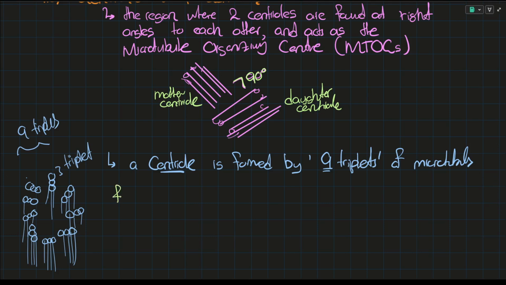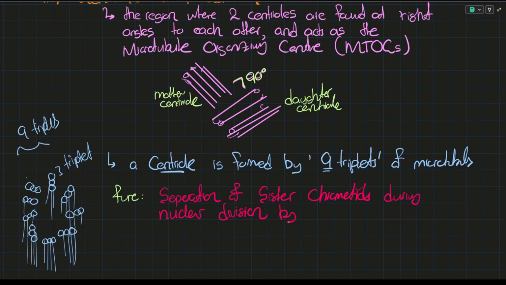Why are they so important? Let's talk a bit about their functions. First of all, we know why microtubules are important. That's because they are going to be taking care of the cell's cytoskeleton. Now, specifically, some other functions would be, during mitosis and meiosis, sister chromatids have to separate. Separation of sister chromatids during nuclear division by spindle fibers.